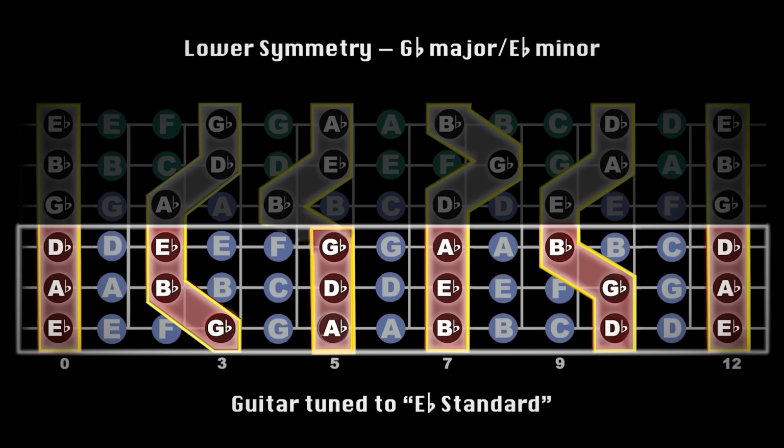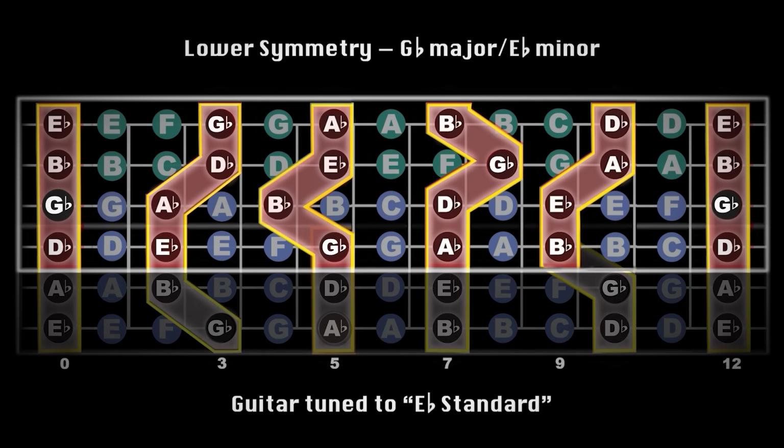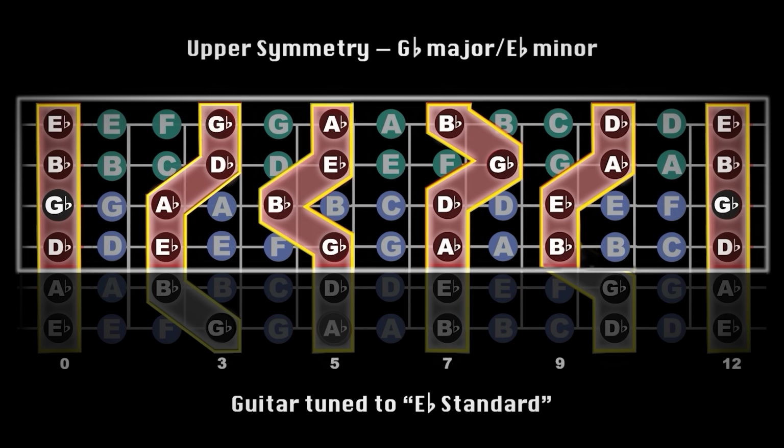Every pentatonic scale contains one minor triad and one major triad. Easy to find in this grouping. The major third is shared by both triads. Now let's look at the pattern of the 4 upper strings.